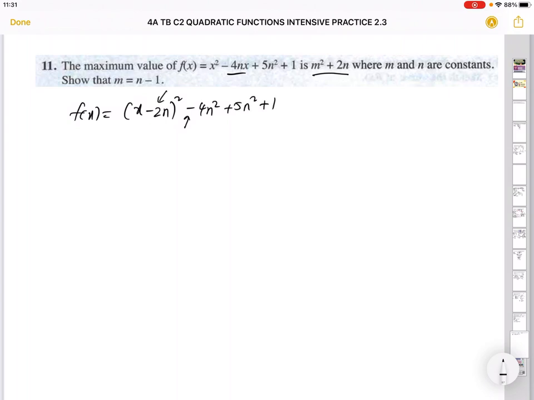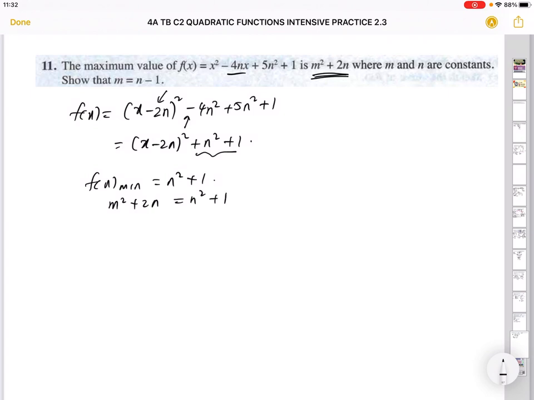So this will be just n squared plus 1. We can see that this is my minimum value, so my minimum value is now n squared plus 1. And we can compare. My minimum value given here is m squared plus 2n, and it is now n squared plus 1. We're supposed to find m. M squared is now n squared minus 2n plus 1. We can factorize them. If you square root it, m is just n minus 1.